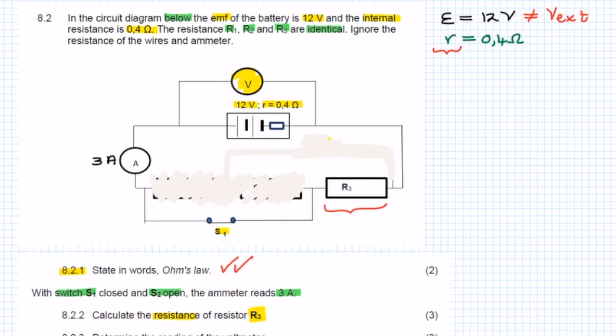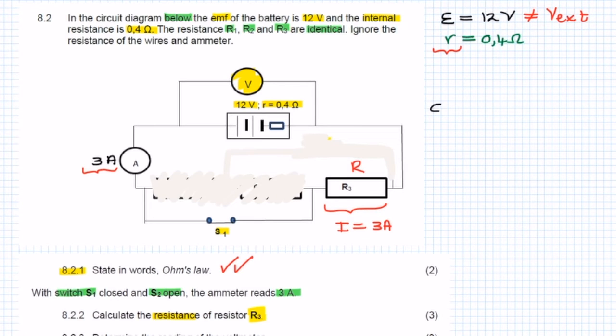Since there's only one resistor, it means that the current that is flowing through this resistor is equal to the total current, which is equal to the current that is flowing through the battery. So we know that the current flowing through the 3 ohm resistor is equal to 3 amperes. We are looking for the resistance of this resistor. We have the EMF and we have the internal resistance.